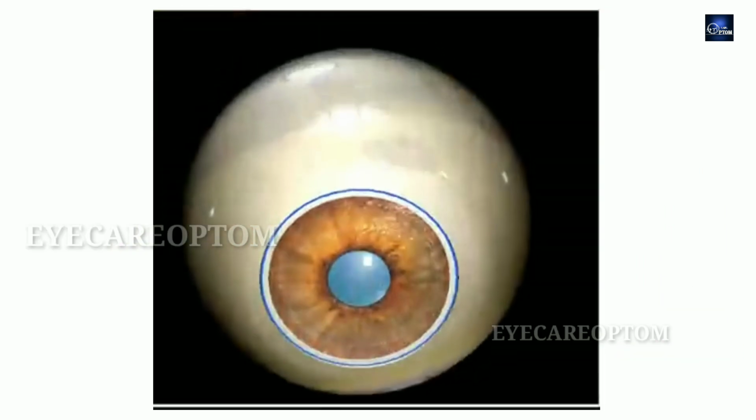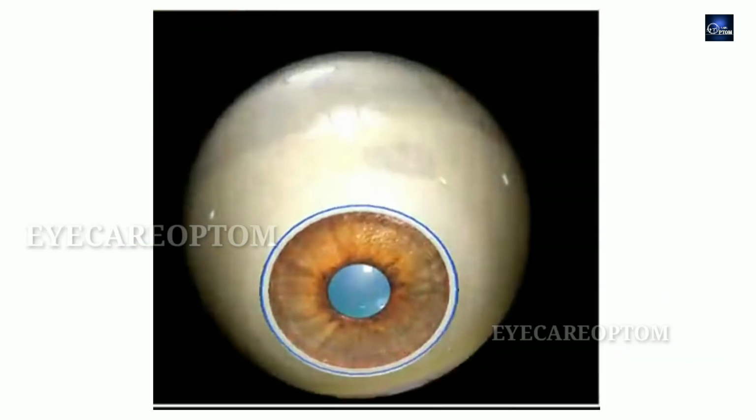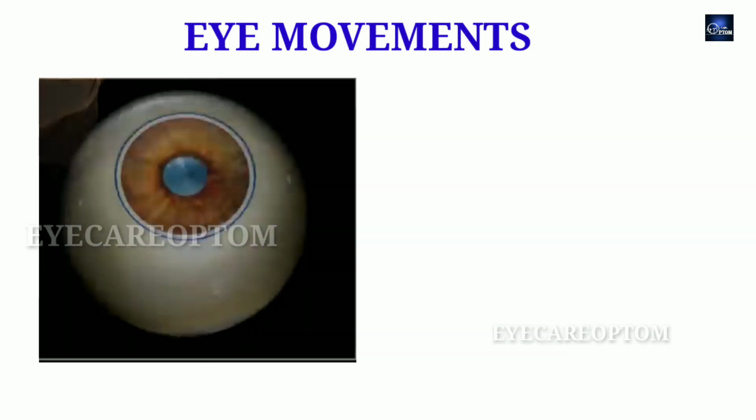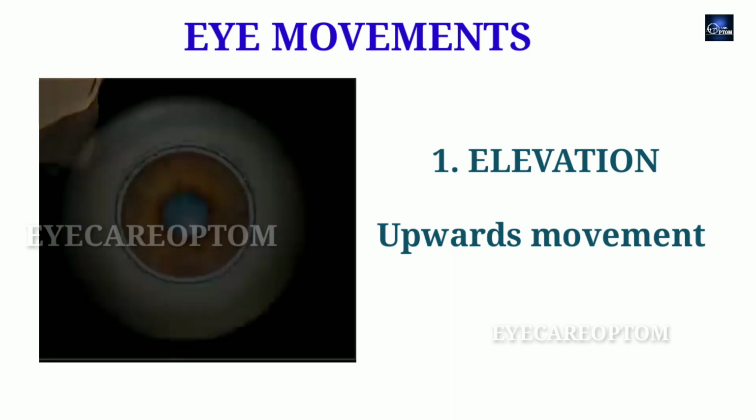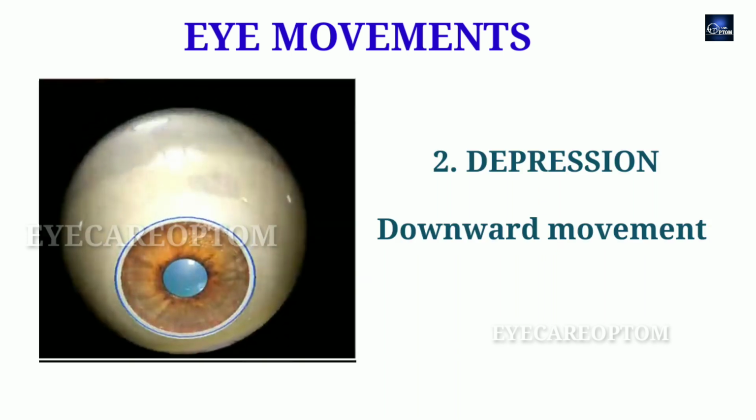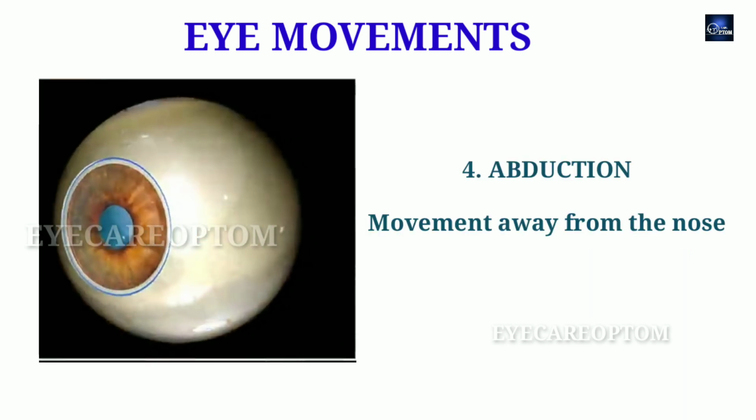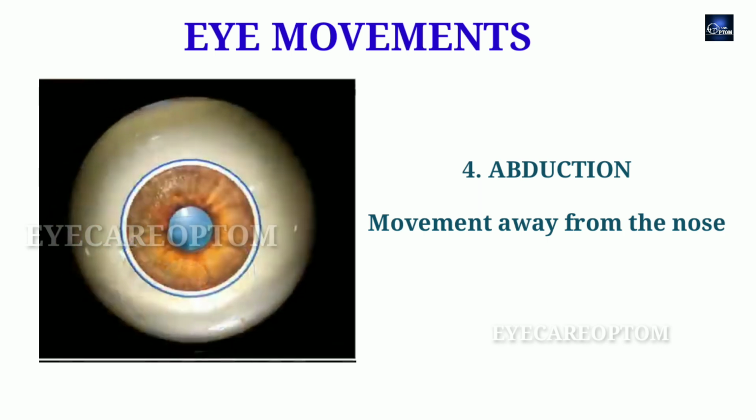Pupil is the center of our eyeball. Depending on the pupil movement, we can divide the movement into 6 types. The number 1 is elevation, in which the eye will move upward. Second one is depression, the eye will move downward. And the third one is adduction, the eye will move towards the nose. Fourth one is abduction, the eye will move away from the nose.